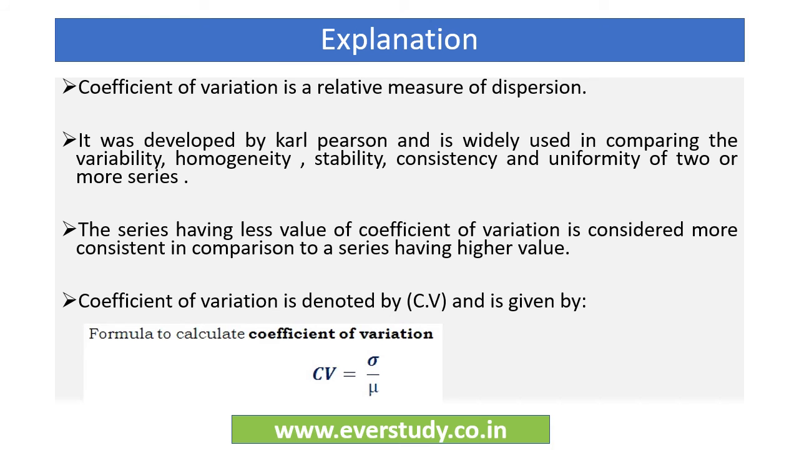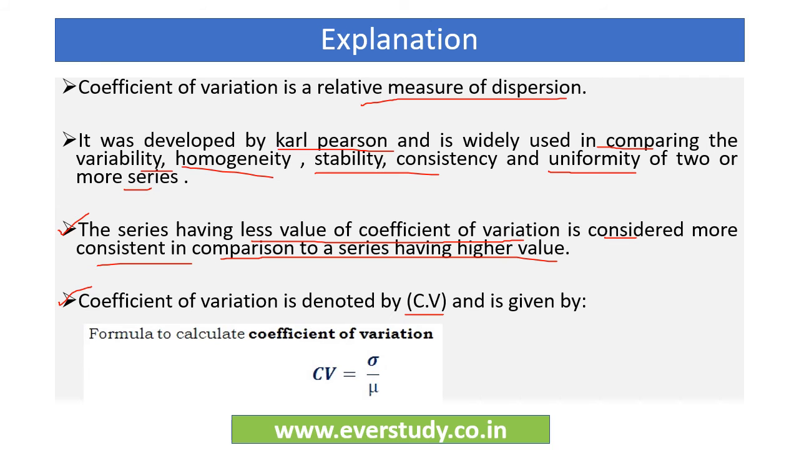And the coefficient of variation is a relative measure of dispersion, and it was developed by Karl Pearson. It is widely used in comparing the variability, homogeneity, stability, consistency, and uniformity of two or more series. And it interprets that the series having a lower value of coefficient of variation is considered more consistent in comparison to a series having a higher value. The coefficient of variation is denoted by CV, and it is given by the formula: standard deviation divided by the mean.